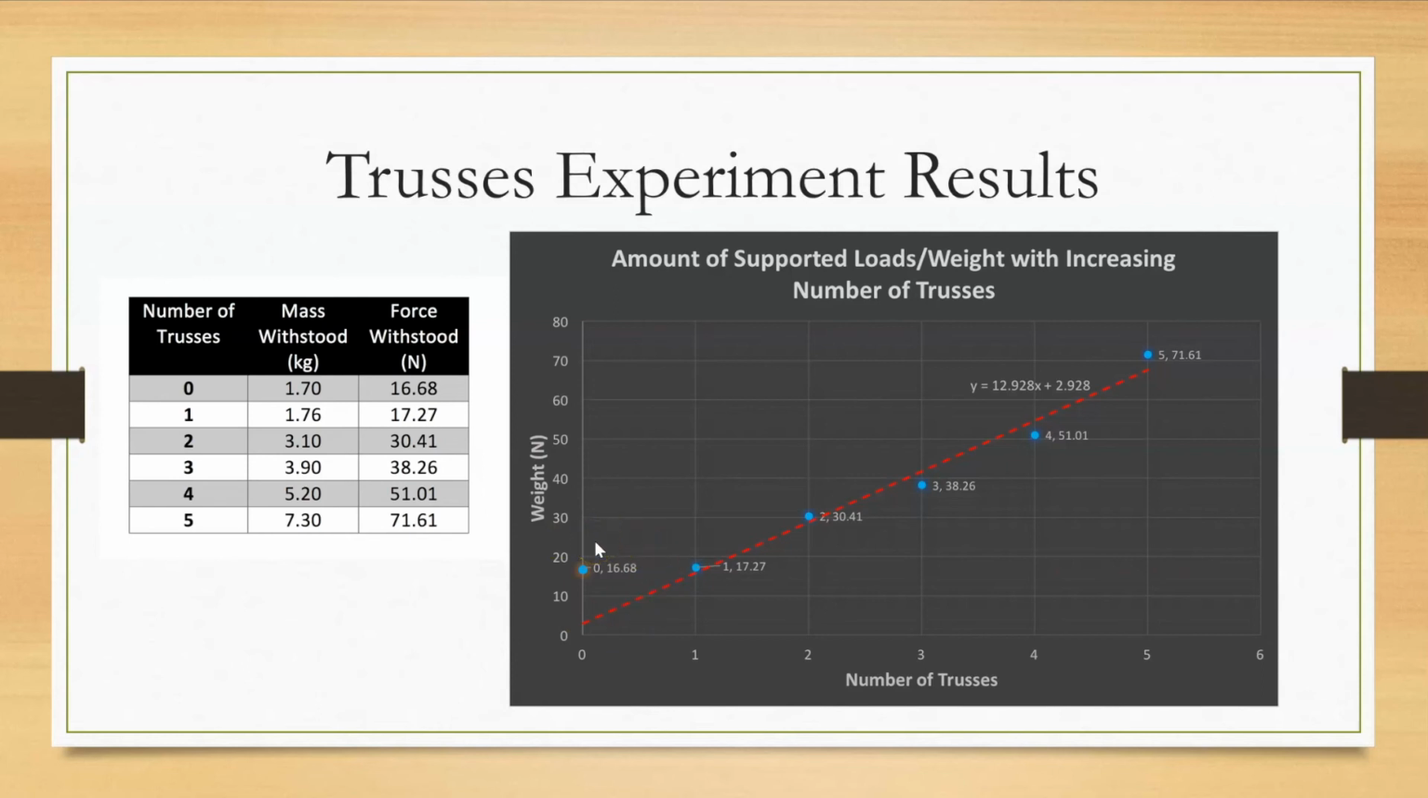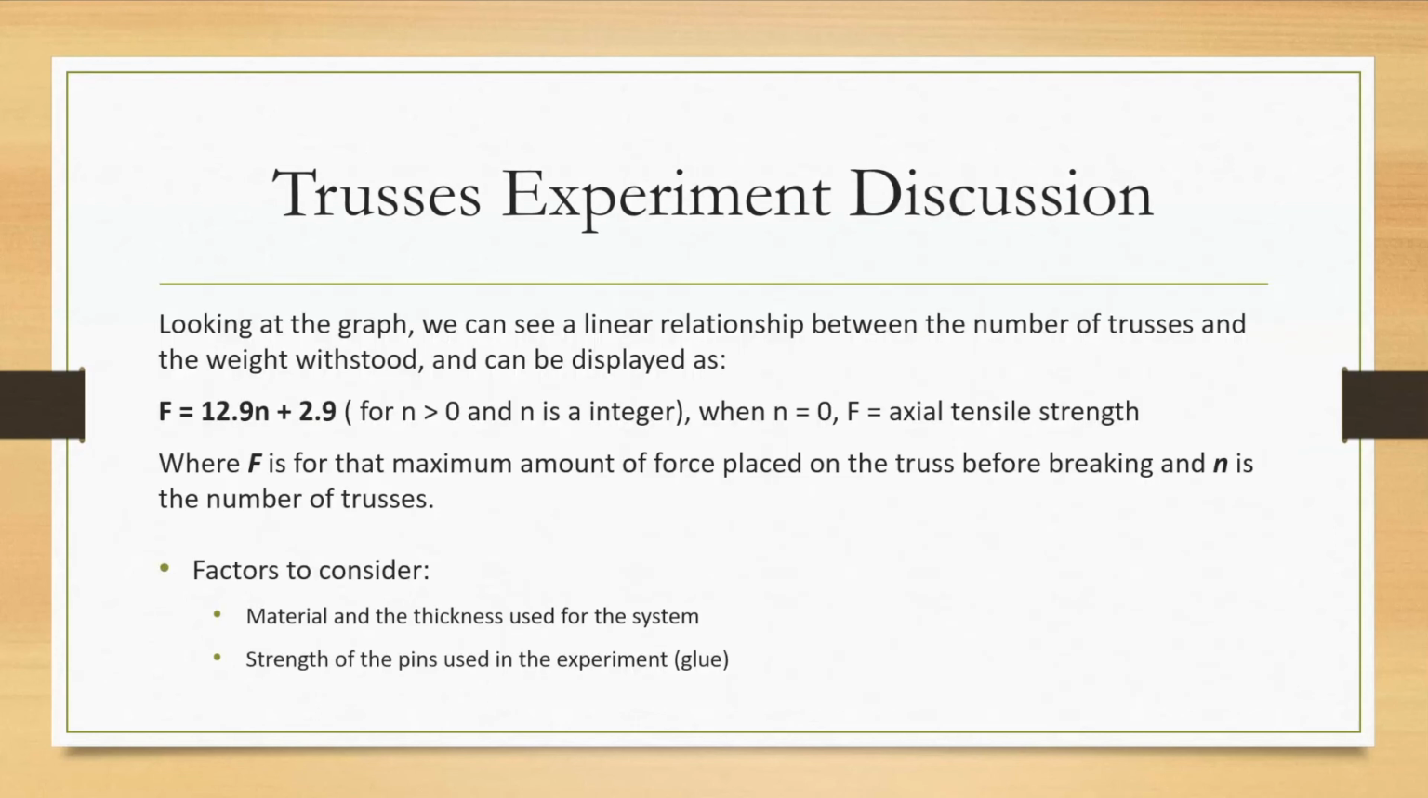The reason that our first point at 0 is considerably above the trend line is because the wood itself has an axial tensile force, and so the strain on the wood can apply a force upwards using its strands. And so as depicted from our results, there is a linear relationship between the number of trusses and the weight it can hold, and when n is equal to 0, the force is equal to the axial tensile strength. Some factors to consider are the material and thickness used in the system and the strength of the pins used in the experiment due to the glue. Glue may have a different influence as it is a different substance to the wood.